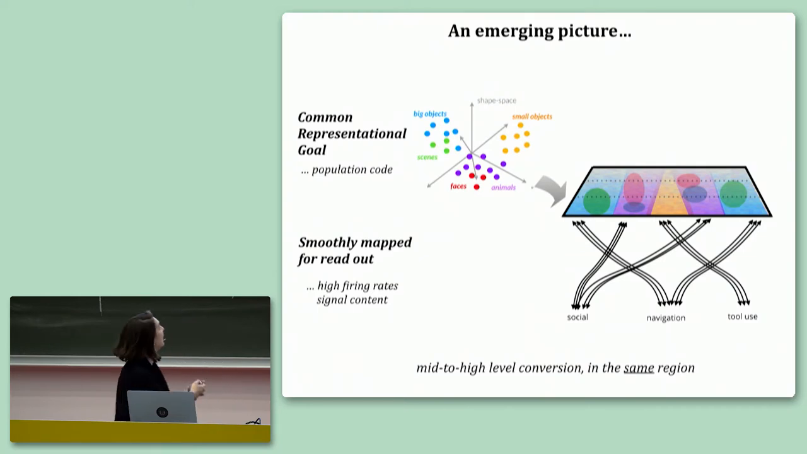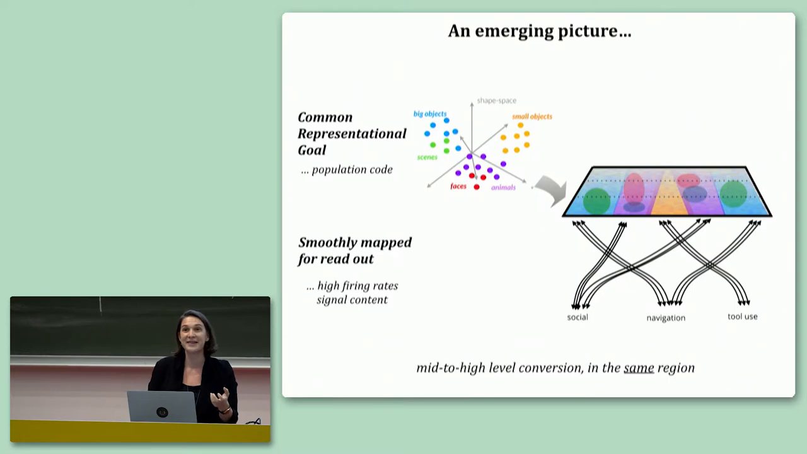And this is kind of an interesting idea because I think it points to a mid to high level conversion. For instance, this region has two roles. In terms of its local network, you can think of it as participating in a sort of discriminative shape space. But in terms of its long-range network, it's actually signaling, there's a face here, it's signaling high-level content. So the same region, I think, is doing both mid-level and high-level processing.